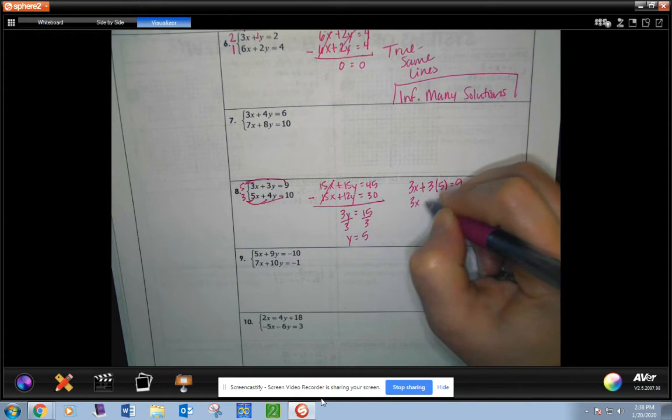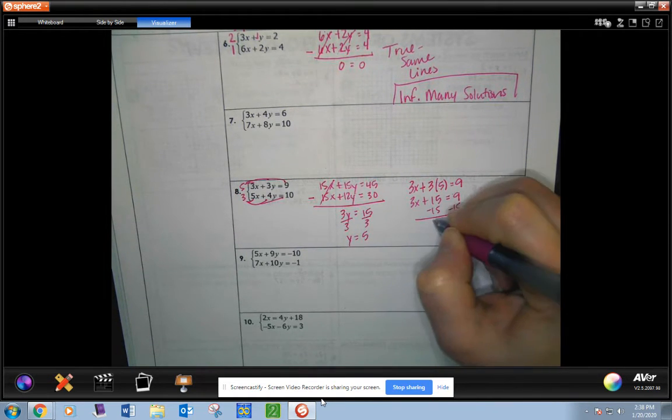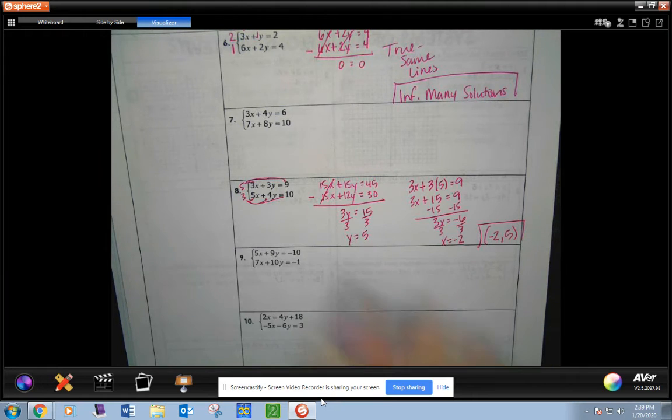This becomes 3x plus 15 equals 9. I'm going to subtract 15. That gives me 3x equals negative 6. I divide by 3, and x equals negative 2. I write my ordered pair. X has to come first, so negative 2, 5. I would take this and plug it in to see if it works, and if it works, you have the correct answer. Okay, the next number we're going to go to is number 10.